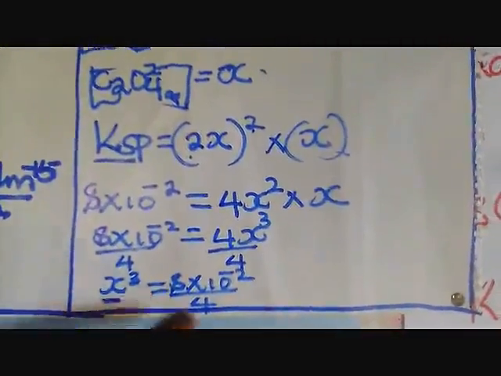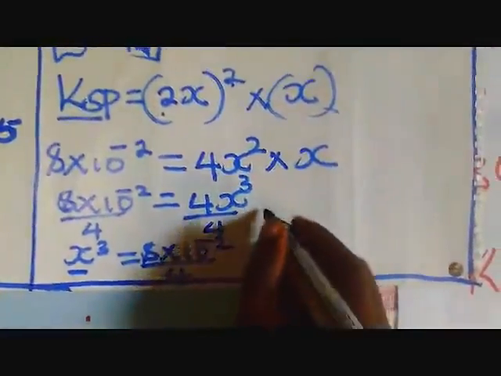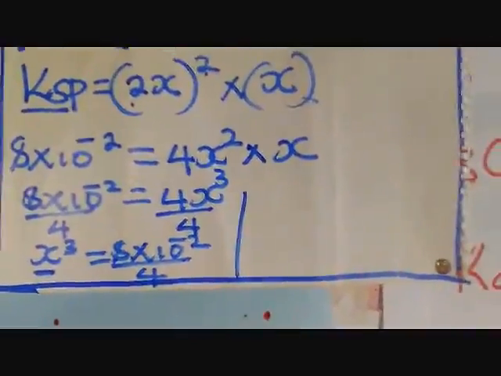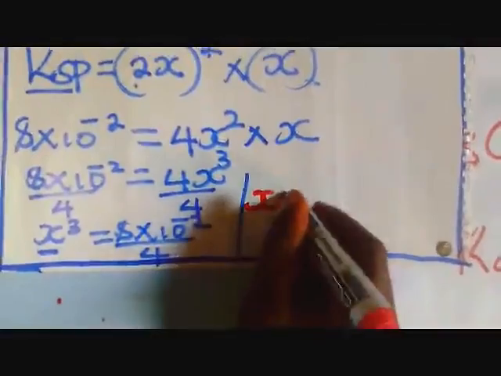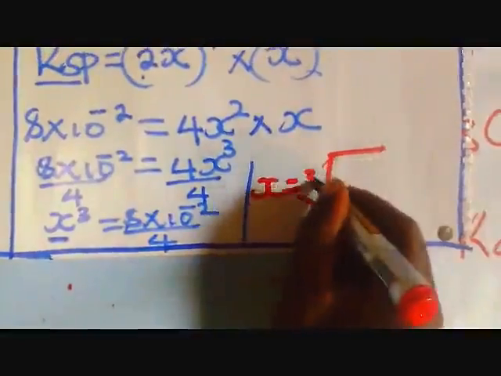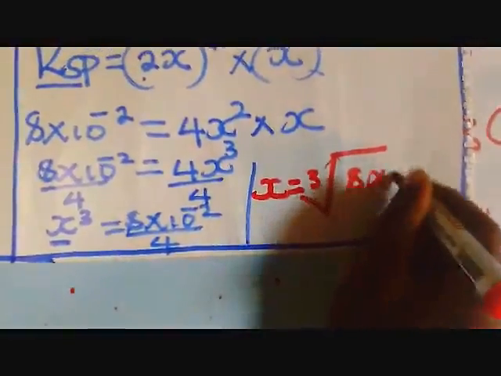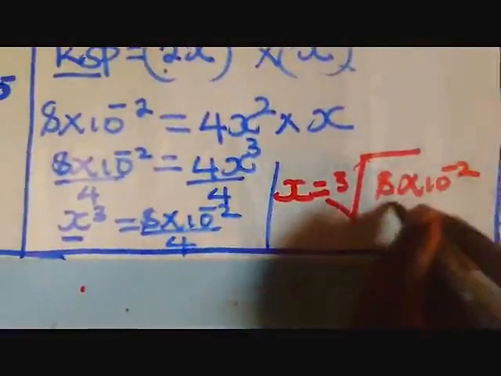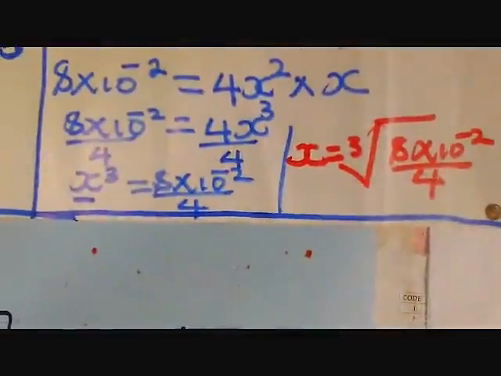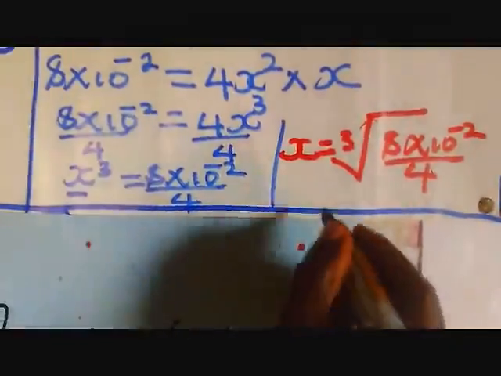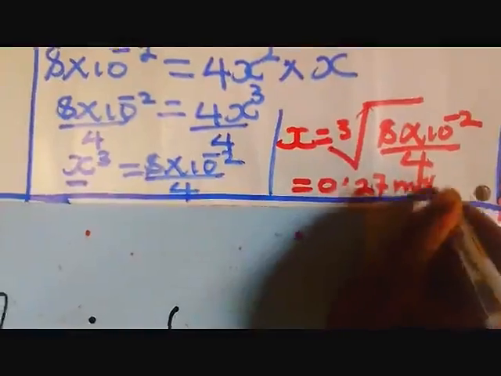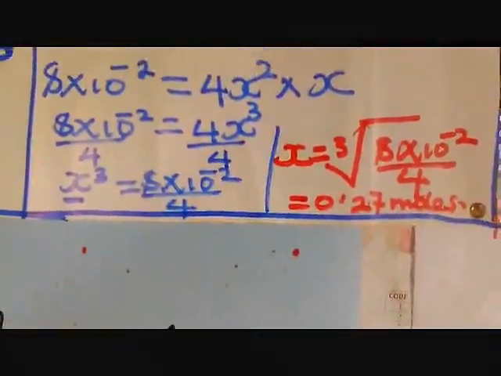We are just going to get now the cube root. So we shall come and say that our x is equivalent to the cube root of 8 times 10 power negative 2 out of 4. So you can simplify as you want. Then my final answer here, I'm going to obtain 0.27 moles.